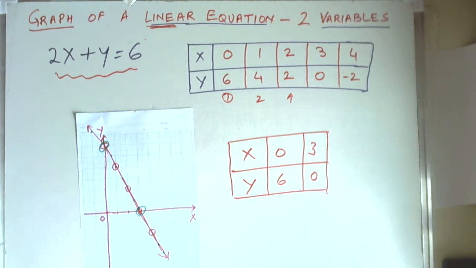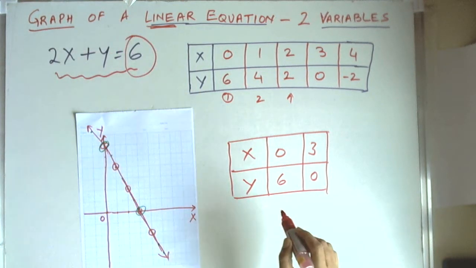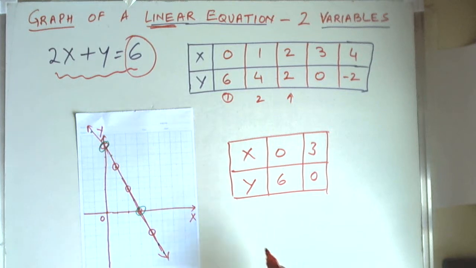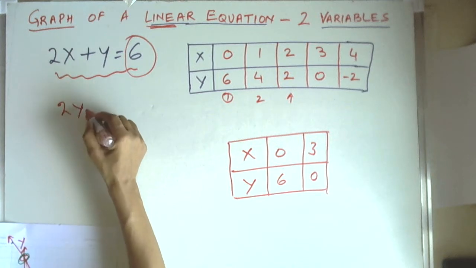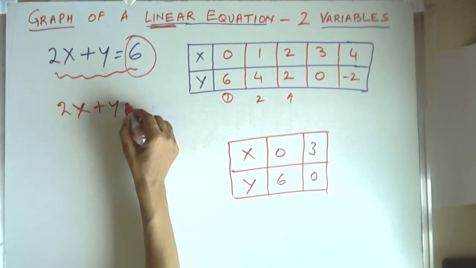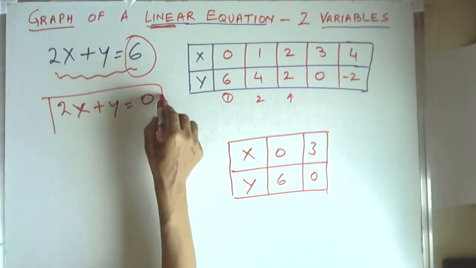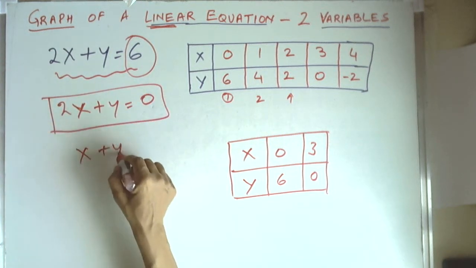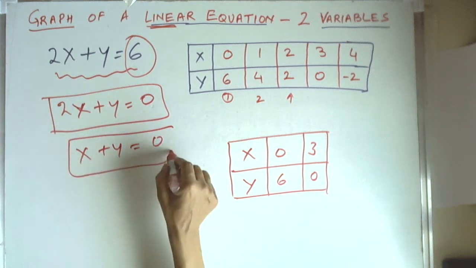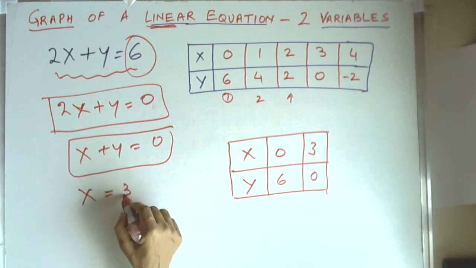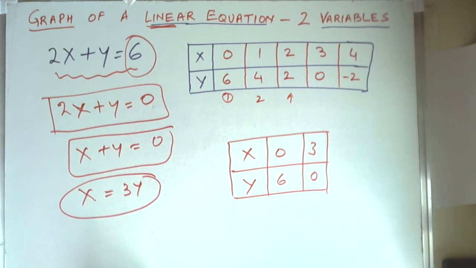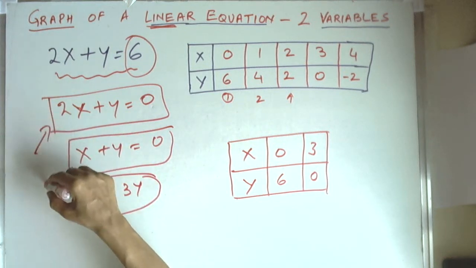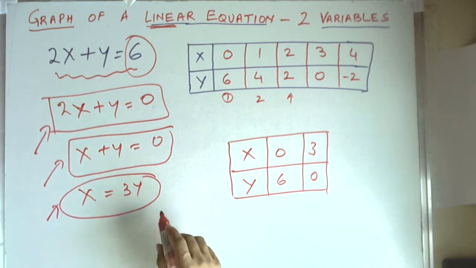Now when an equation has no constant, suppose this constant is 0. So there is an equation like 2x + y = 0, or an equation like x + y = 0, or an equation like x = 3y. Now all these equations have no constant. So any equation which does not have a constant like 1, 2, 3 will pass through the origin.